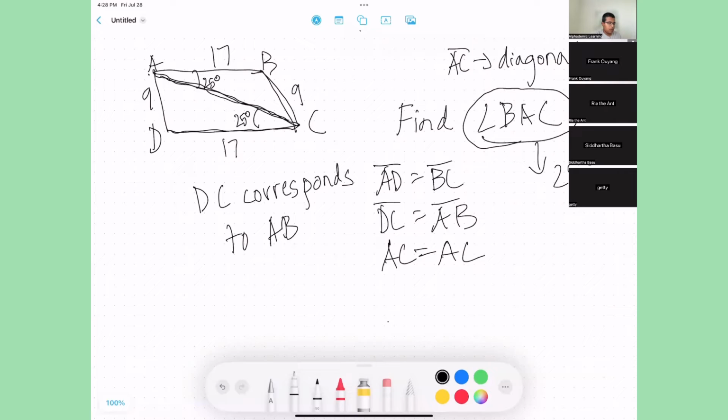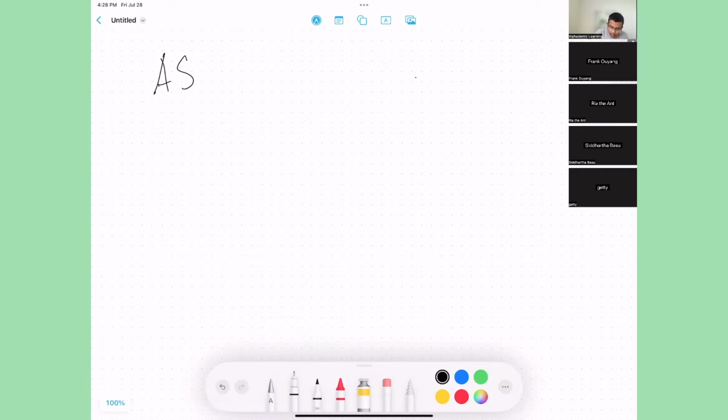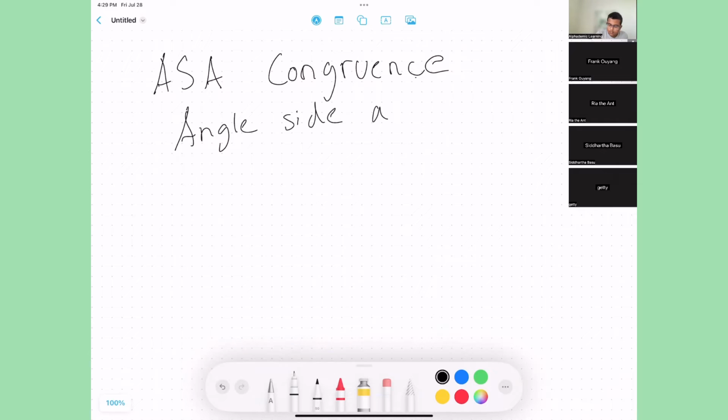So we'll cover two more types of congruences. One of them is called ASA congruence. This stands for angle side angle. Angle side angle congruence.